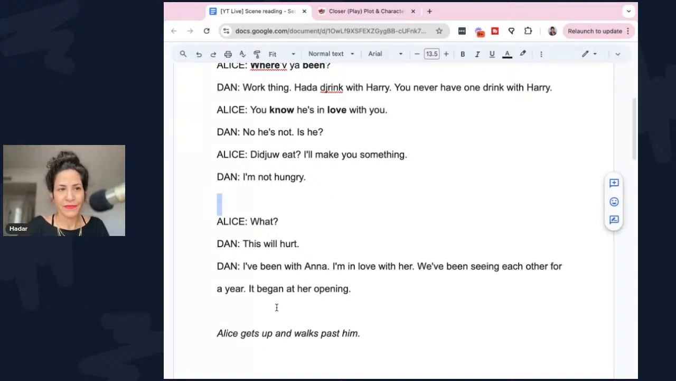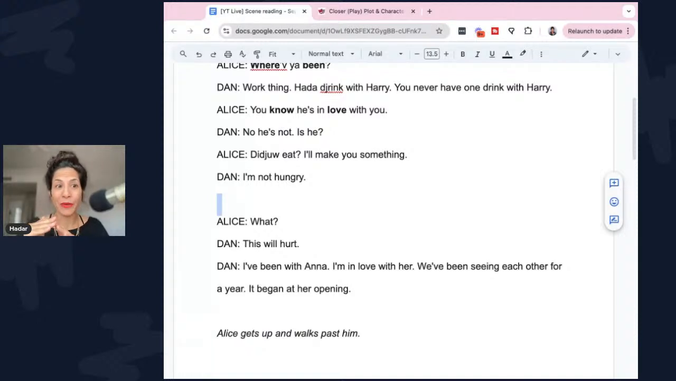I've been with Anna. Setting up the tone. Okay. When he says that, she hears, okay, I've been with Anna. Maybe he had an affair with her. But then he adds to it. Look at how it builds up. And what do we do with our voice to create that tension? I'm in love with her. Escalation in the content.